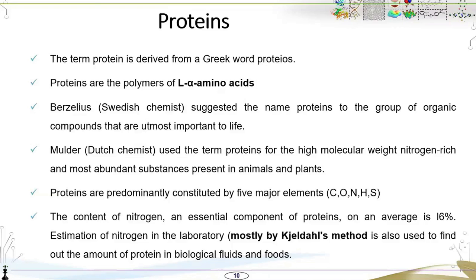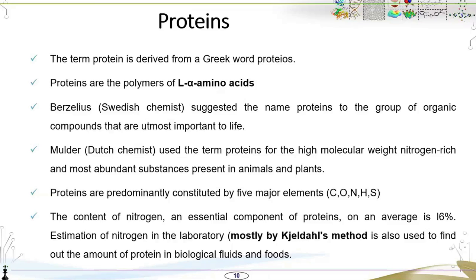I think you have a clear idea about it. So what are the major elements present in the protein structure? The major elements are carbon, oxygen, nitrogen, hydrogen, and sulfur. Out of these, nitrogen is the richest, and the largest fragment of the protein structure involves it.